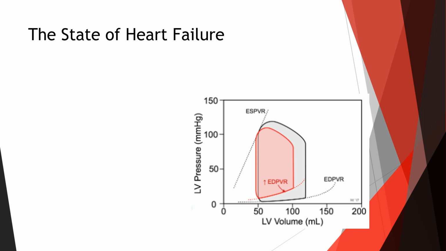So which disease state would be represented by this graph? If you guessed diastolic dysfunction or heart failure with preserved ejection fraction, you're correct.